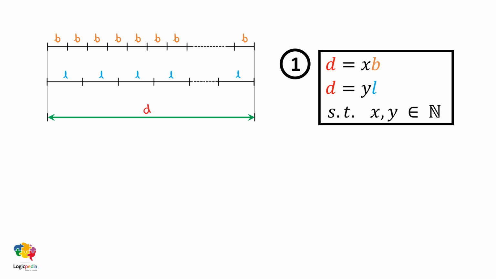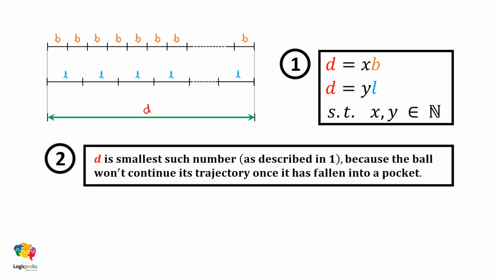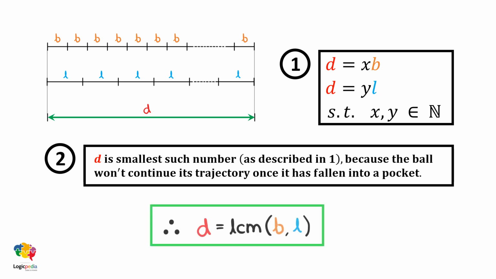As d has to be a multiple of both b and L, we can say that d equals x times b and d equals y times L, such that x and y both belong to the set of natural numbers. Now also d has to be the smallest such number because the ball won't continue its trajectory once it has fallen into a pocket. Because d is a multiple of both b and L and it has to be the smallest such number, by definition we conclude that d is actually the LCM of b and L.